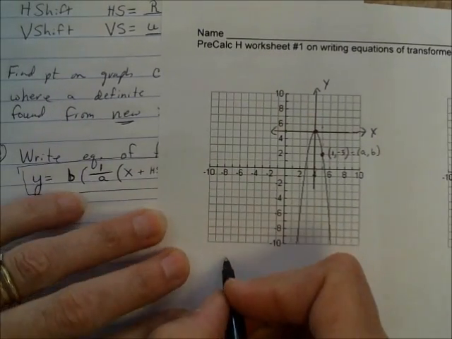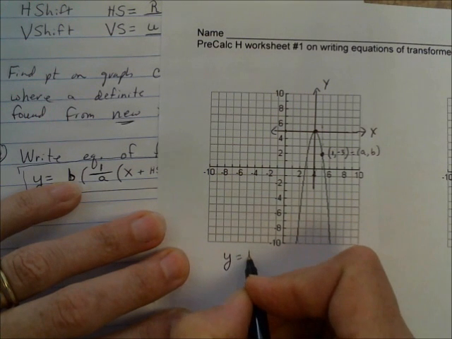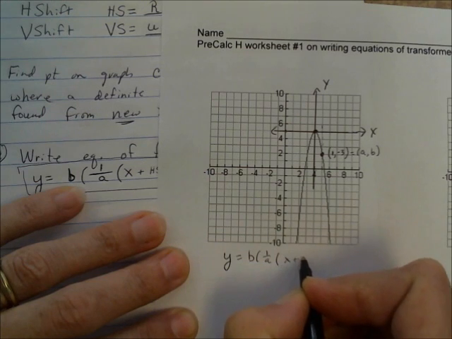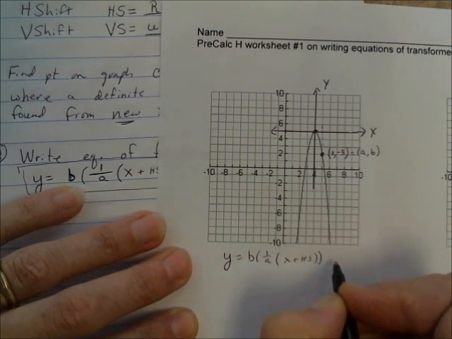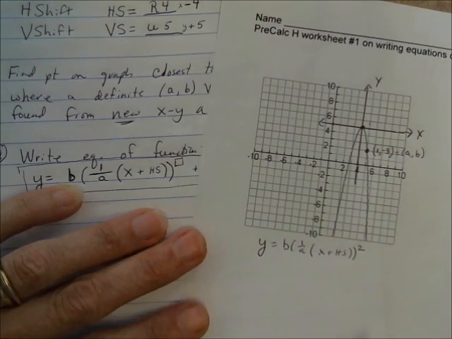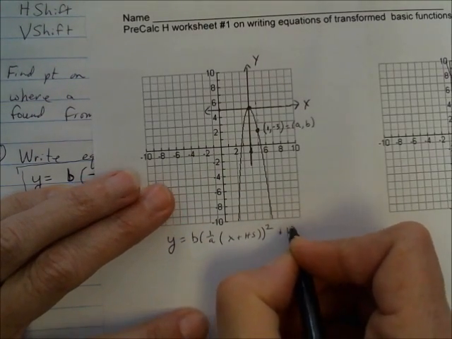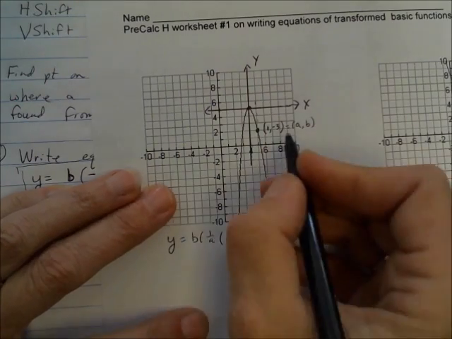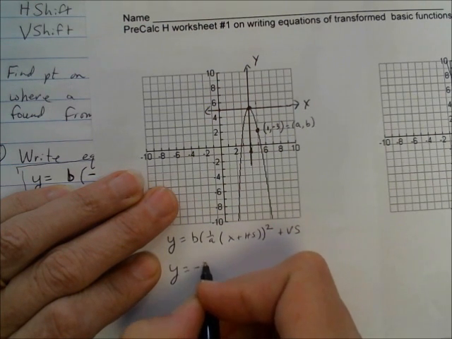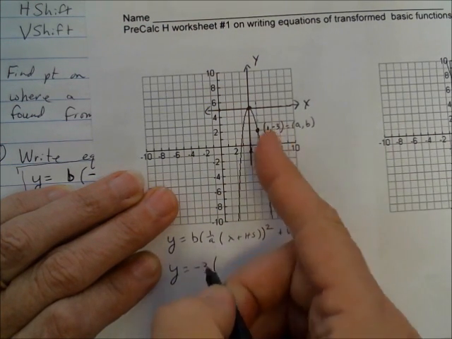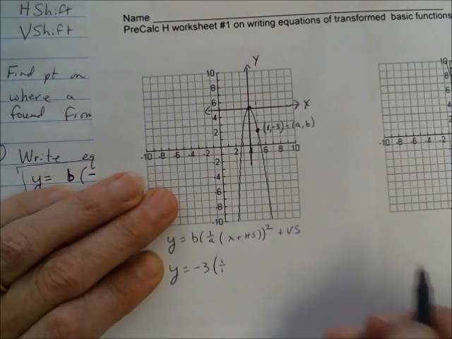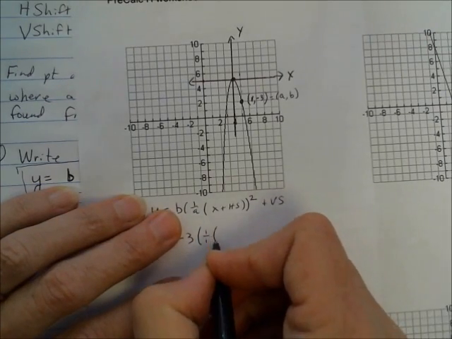So in this case, let's just write the shell of this. Y is equal to b times 1 over a, parentheses, x plus a horizontal shift. And then this is a squared function or a quadratic function, so we'll put 2 there, and then plus the vertical shift. Well, remember, our b value is -3, so y is equal to -3, parentheses, 1 over a. A is 1, so 1 over a is just 1 over 1, and we don't even have to write that. And then we'll have x.